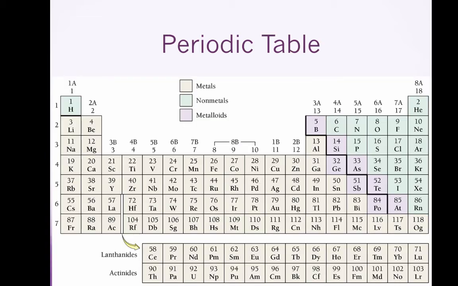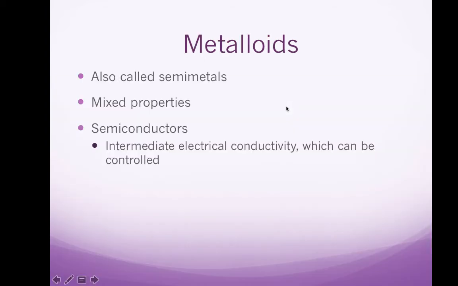Finally, let's talk about metalloids or semi-metals. And again, they run along the barrier between the metals and nonmetals. Like I said, they're also called semi-metals. They have very, very mixed properties. But the main thing to know about the semi-metals is that they're called semiconductors, which means they have intermediate electrical conductivity, which can be controlled. So that's why we use them in electronics. So for example, silicon is a semi-metal, and we use it as a semiconductor in a lot of our electronics.